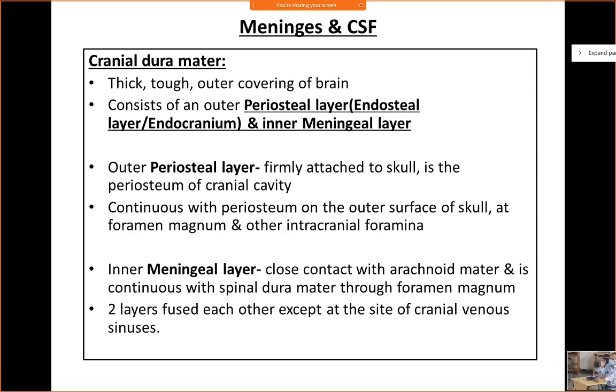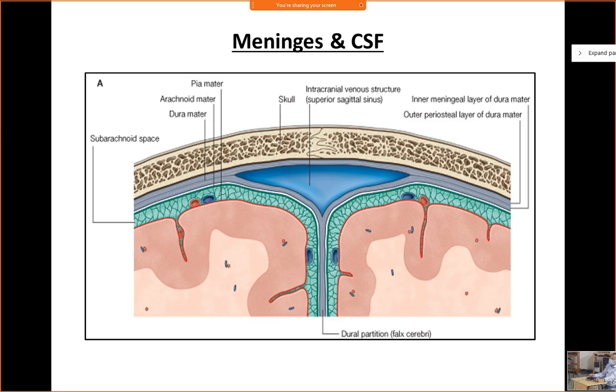Cranial dura has two layers, while spinal dura has a single layer. Simple thing. That is why, in the picture, you can see that at a certain area these two layers, which in the cranial dura are intimately adhered, get dilated. There is a space, shown in blue here, that is your intracranial venous structures or venous sinuses.